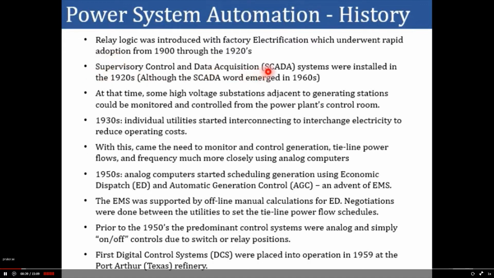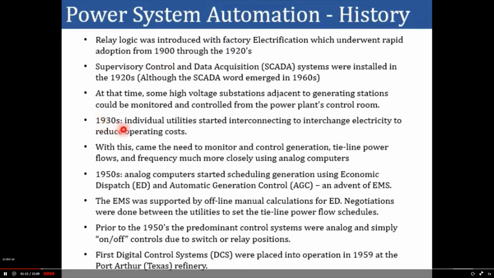Supervisory control and data acquisition systems, which we commonly know as SCADA systems, were installed in 1920, although the word SCADA emerged in 1960. At the same time, some high voltage substations which were adjacent to the generating stations could be monitored and controlled from the power plant's control room with the help of the SCADA system which was available at that time and using the relay logics.